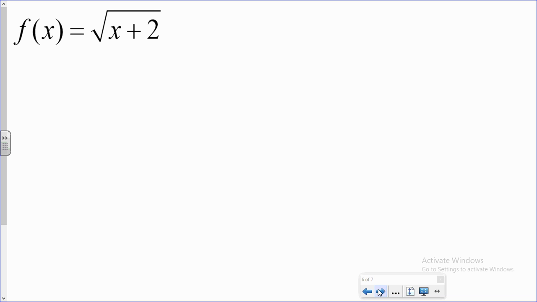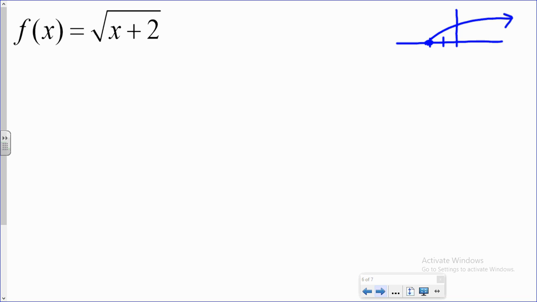In preparation for tomorrow, let's think about what this graph looks like. Kira, this is a square root that has been shifted where? To the left 2. So I'm just going to make a quick little drawing here. Okay, we're going to come back to that guy in a little bit.